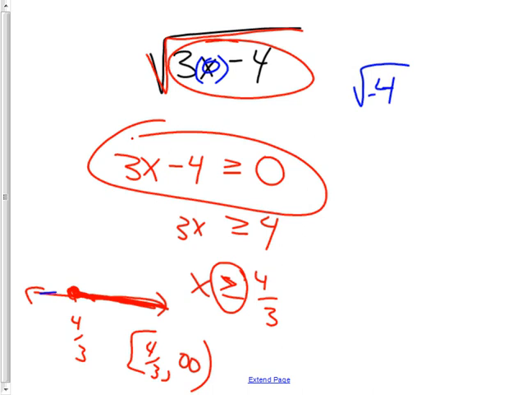Now 0 is over here somewhere. 0 is smaller than 4/3, so it's over there. So we just tested 0, and 0 does not work, so there you go.